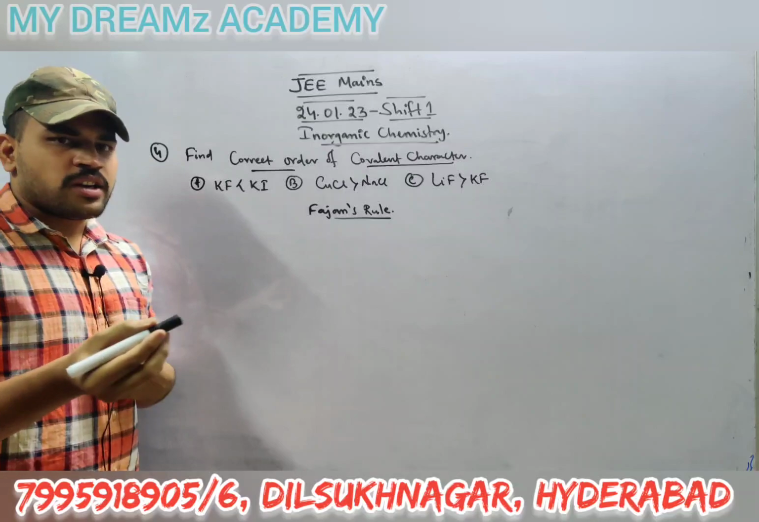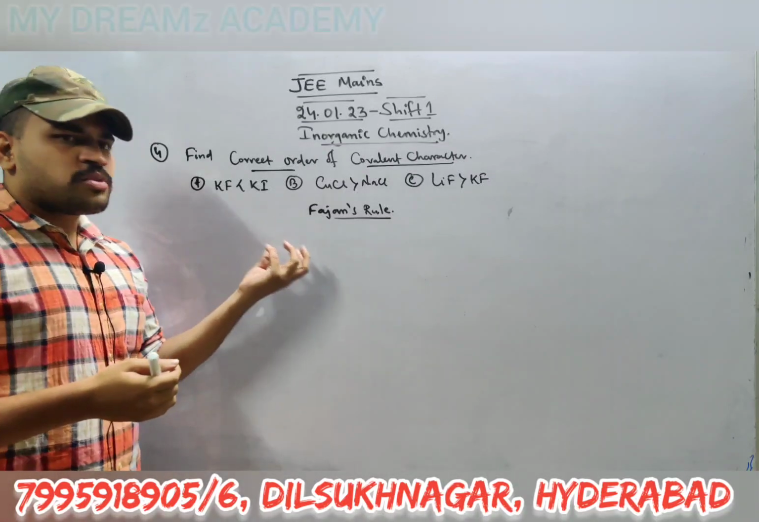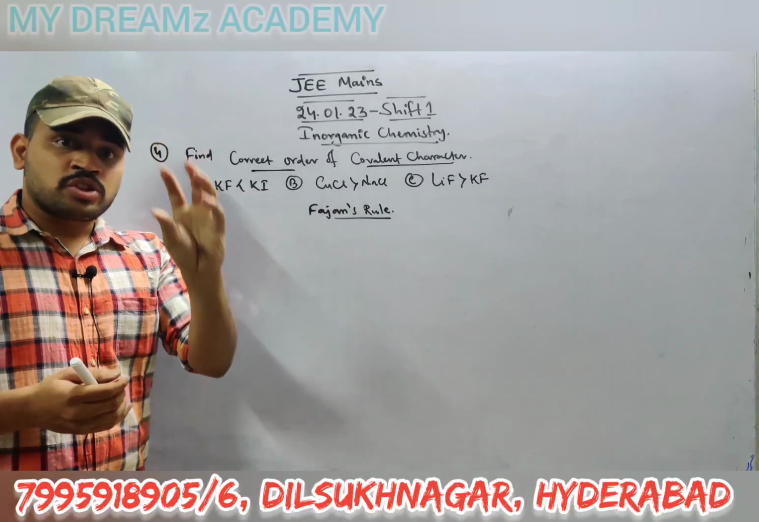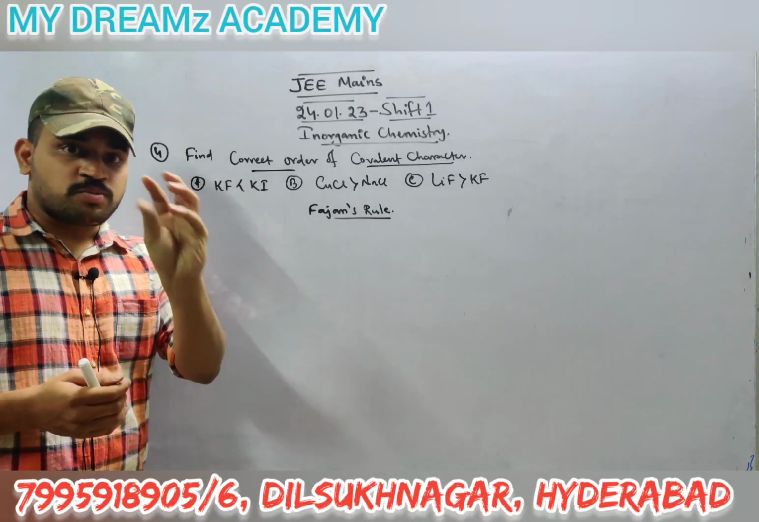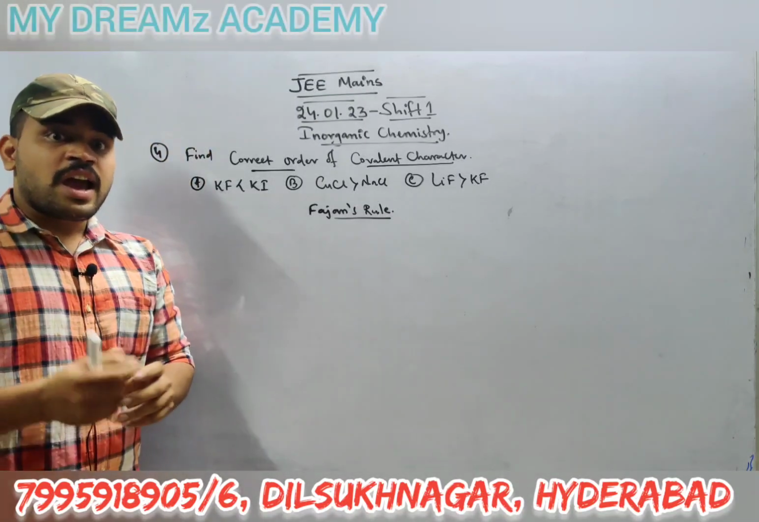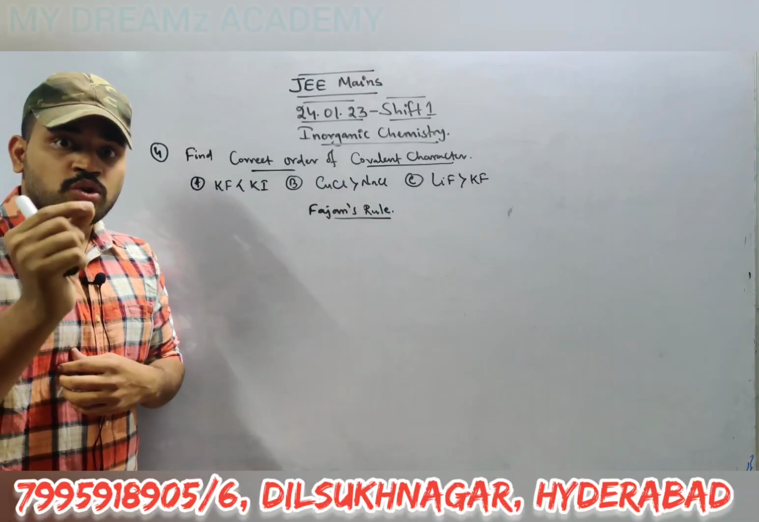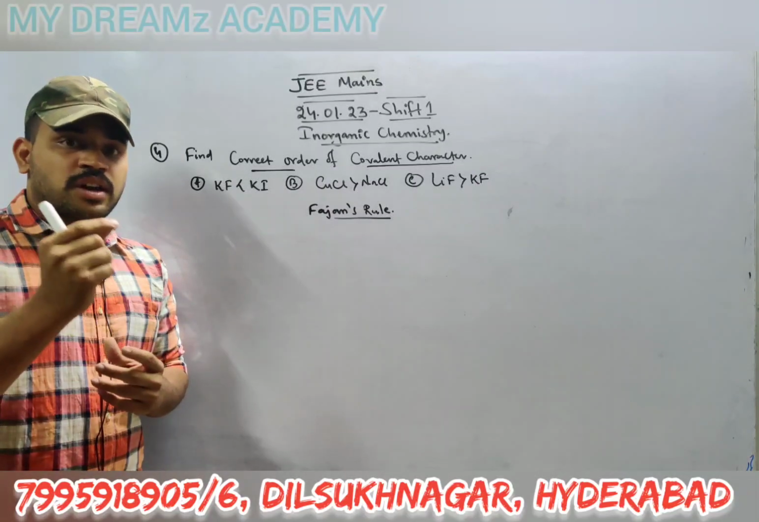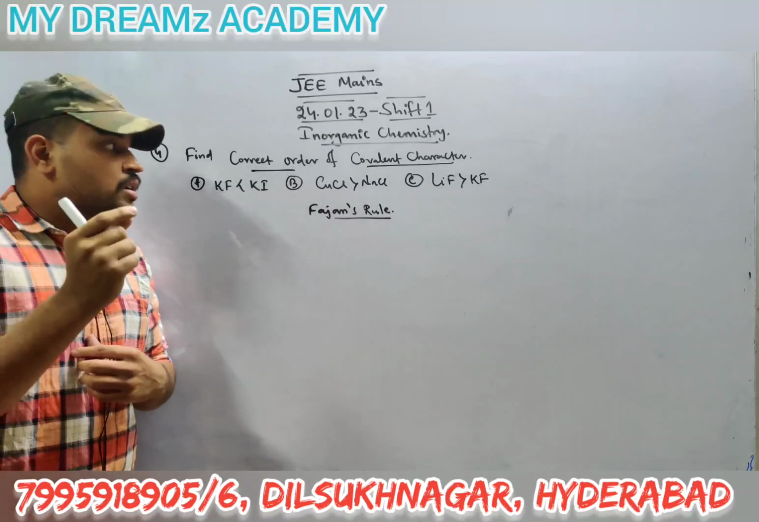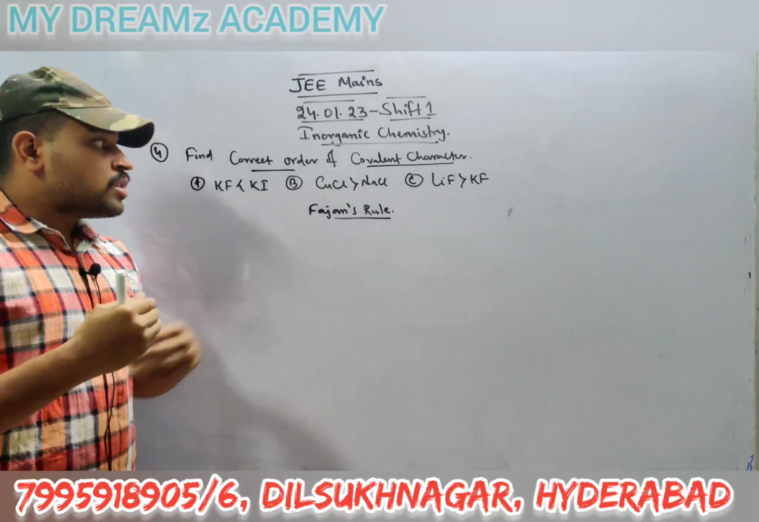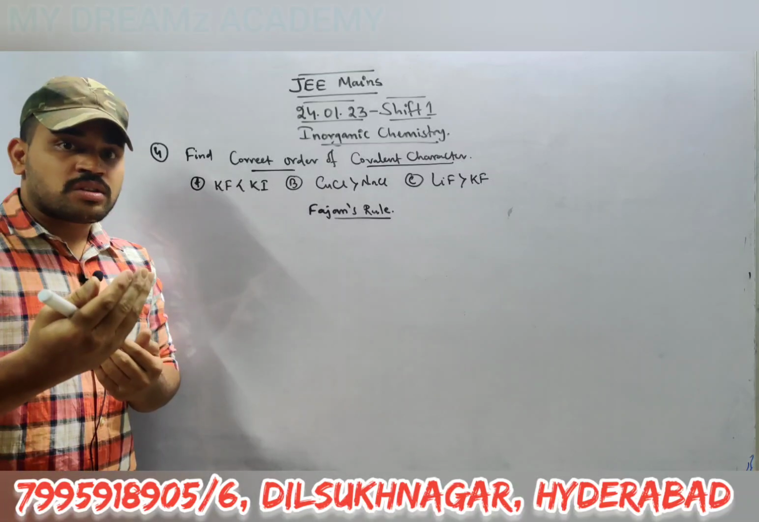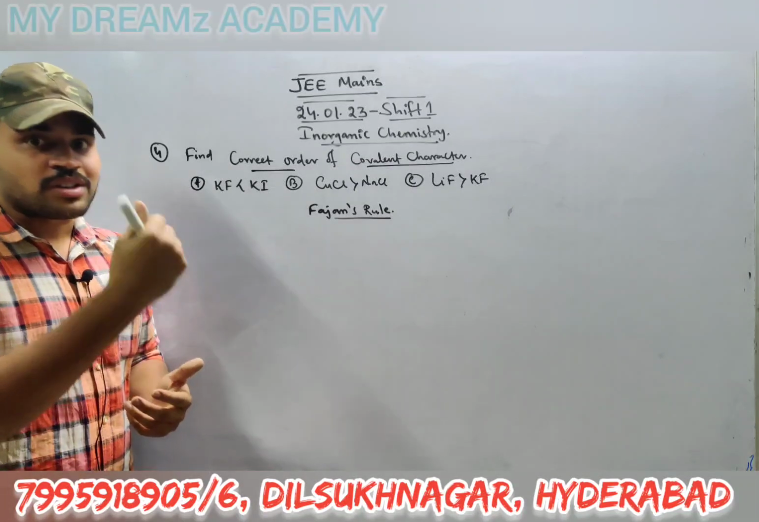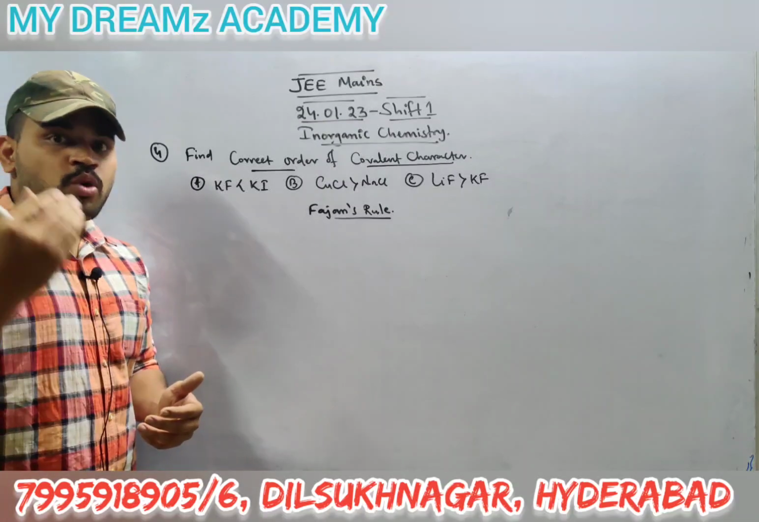So in this case, how will you identify? Since ionic compounds have cations and anions, the size of the cation should be smaller and the charge on the cation should be more. If the cation contains pseudo noble gas configuration, meaning ns2, np6, nd10, then it will show more covalent character. In the case of anions, the size of the anion should be larger and the charge on the anion should be more. Then they will show more covalent character.